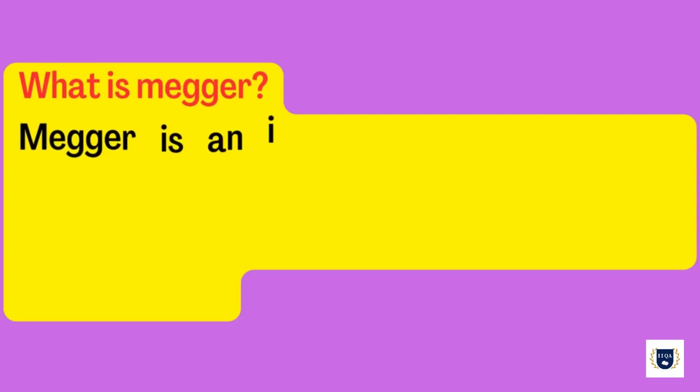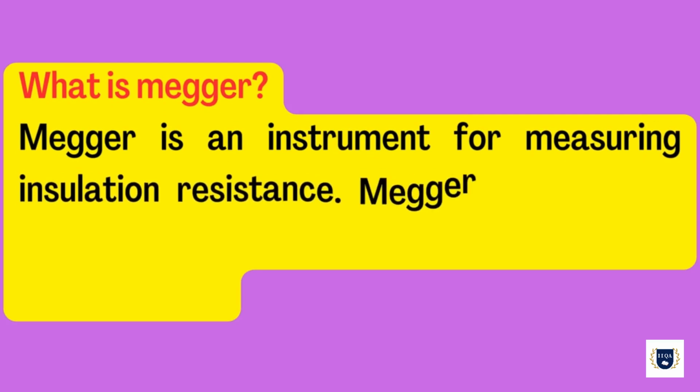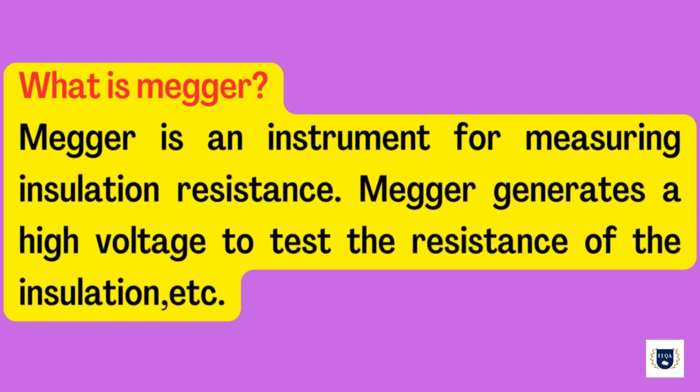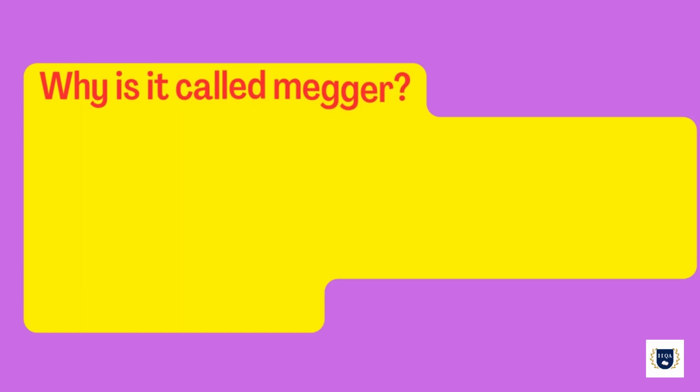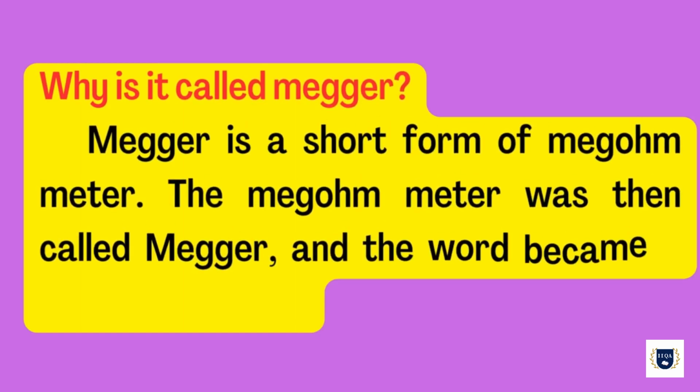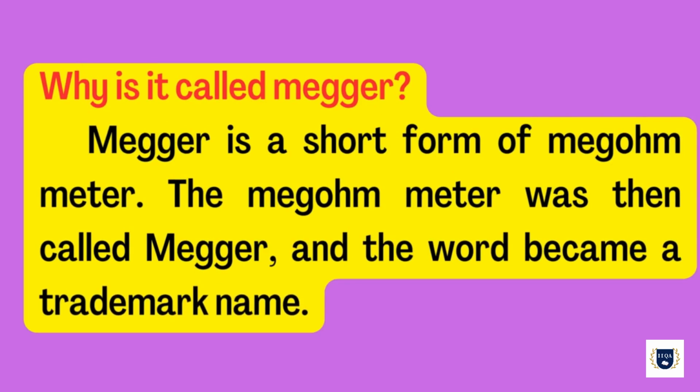What is Megger? Megger is an instrument for measuring insulation resistance. Megger generates a high voltage to test the resistance of the insulation, etc. Why is it called Megger? Megger is a short form of meg-ohm meter. The meg-ohm meter was then called Megger, and the word became a trademark name.